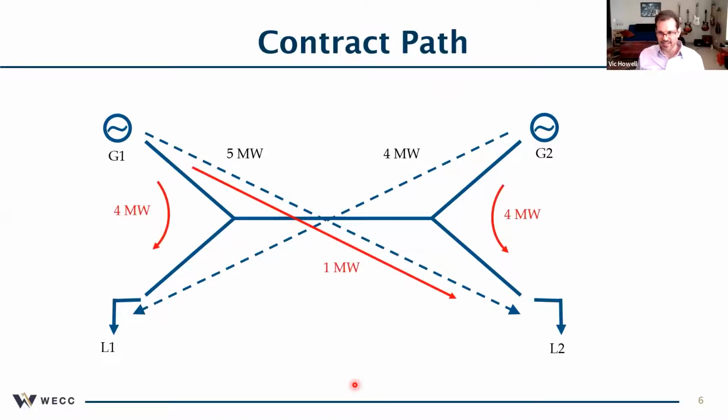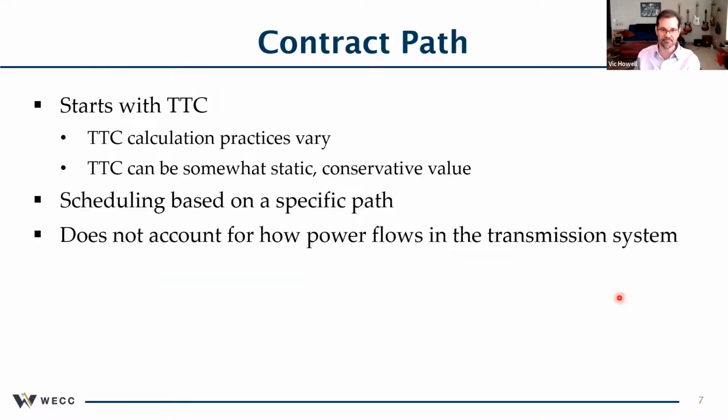However, in reality, the power actually flows according to the red figure here. So the power doesn't flow where it's quote unquote scheduled to flow. It flows from sources to sinks based on the physical properties of the system.